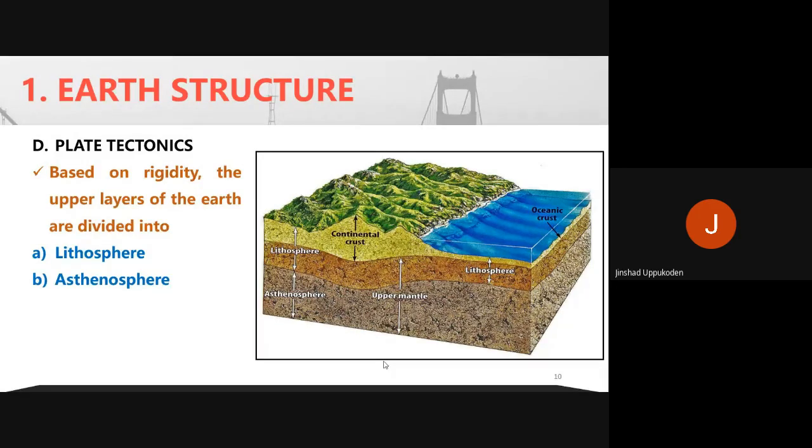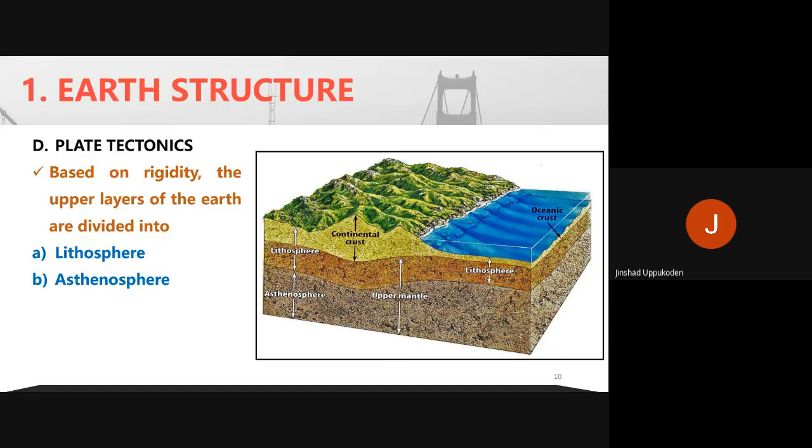So both these combined together, we call it the lithosphere, and then the remaining part of the upper mantle, I'm not talking about the lower mantle, even the remaining part of the upper mantle, we call it the asthenosphere. So the division based on rigidity is slightly different compared to the internal layers. Internal layers is something different, and the corresponding lithosphere and asthenosphere division is something different. So you can see that here.